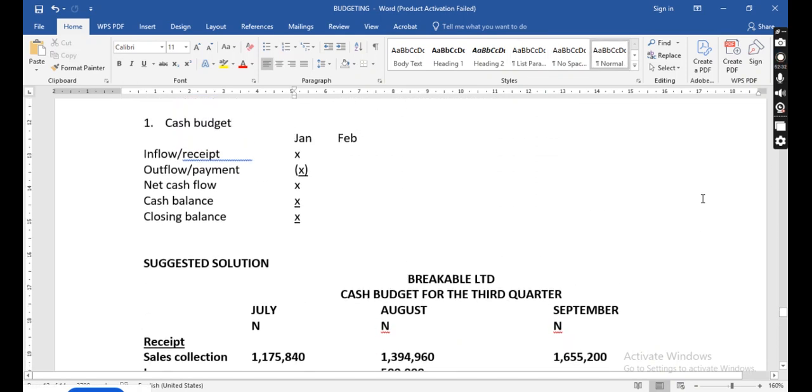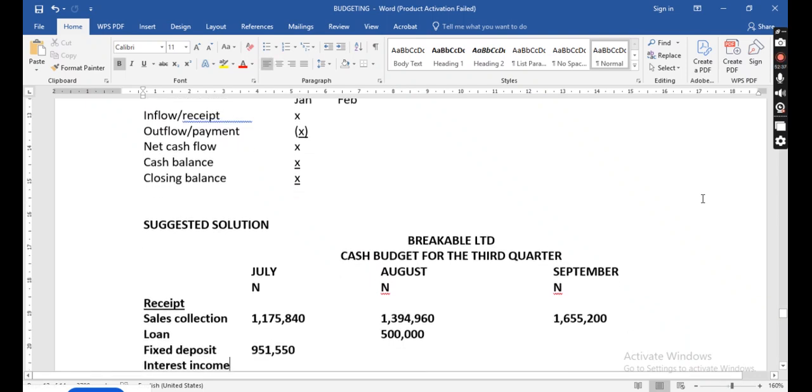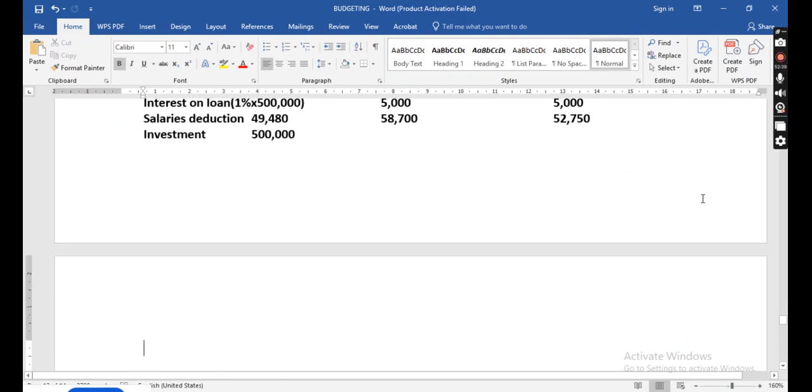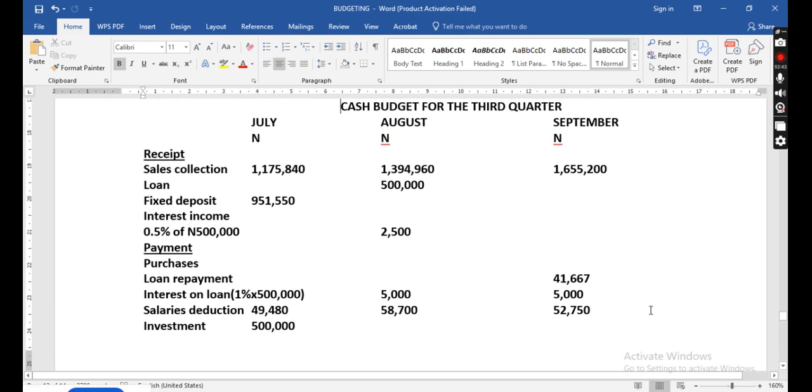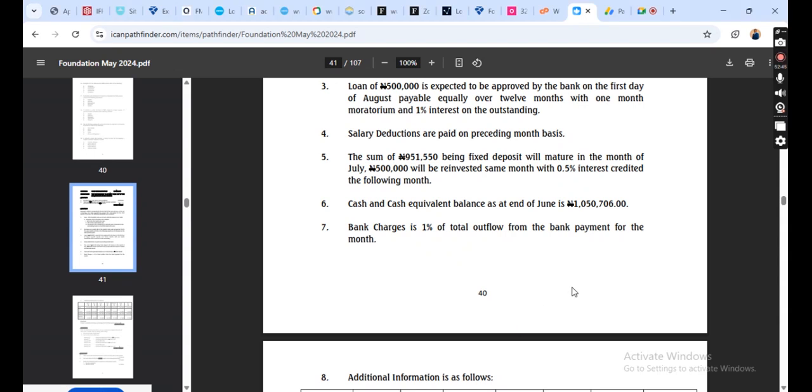This is the format. Your inflow minus your outflow, you have your net cash flow. You have your cash balance. You have your closing balance. Right? So are we good? Okay, that's fine. So bank charges is what?